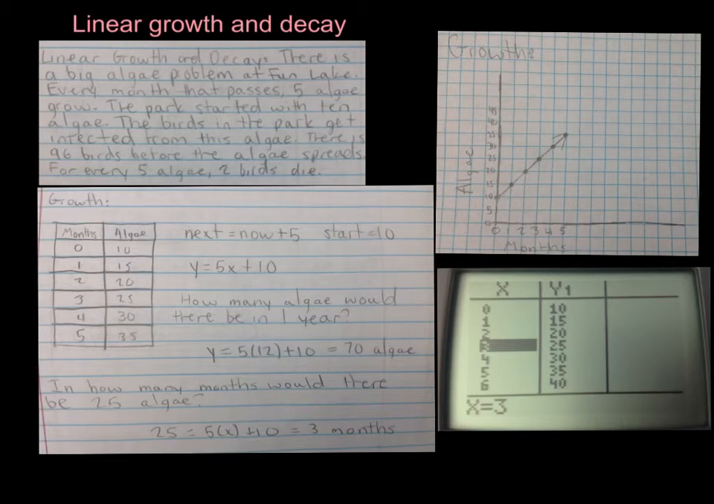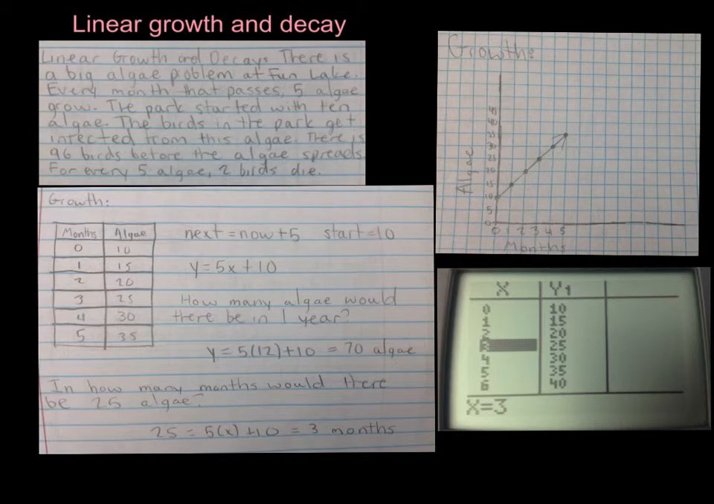So this is my part of the math project, and my problem is there is a big algae problem at Pond Lake. Every month that passes, 5 algae grow. The pond started with 10 algae, so we're just going to read that part because it's the growth. And the recursive rule is next equals now plus 5, and the start would be 10. The explicit rule is y equals 5x plus 10.